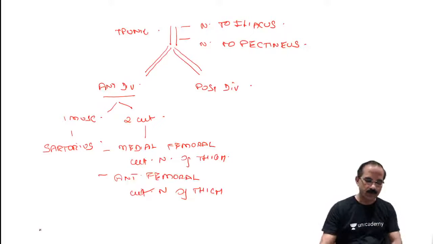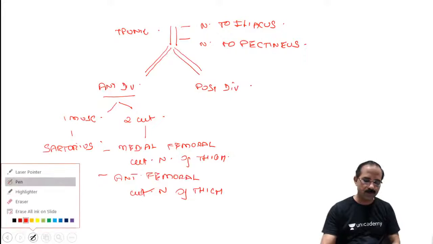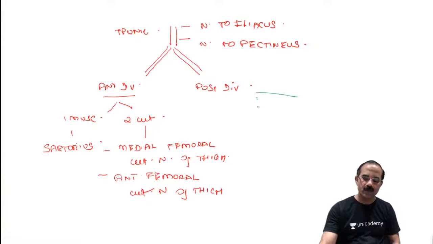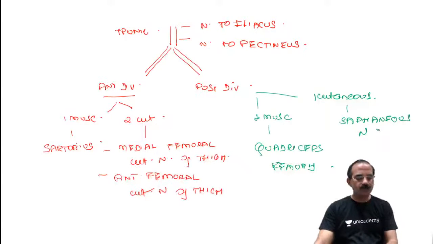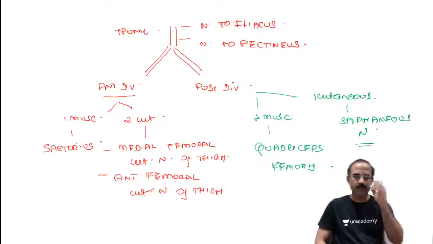Okay, now coming to the posterior division. What are the branches from the posterior division? Posterior division gives four muscular and one cutaneous branch. Four muscular branches are given to Quadriceps Femoris, one cutaneous branch, and that is known as the Saphenous nerve. Now, what is Saphenous nerve and all? That we'll discuss later. Clear to all of you?